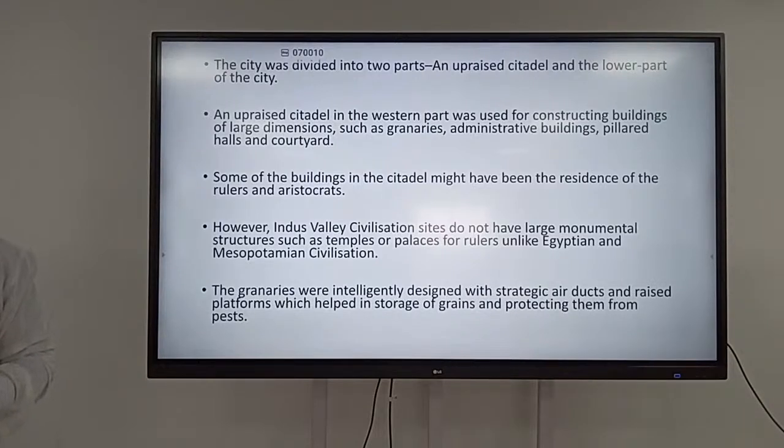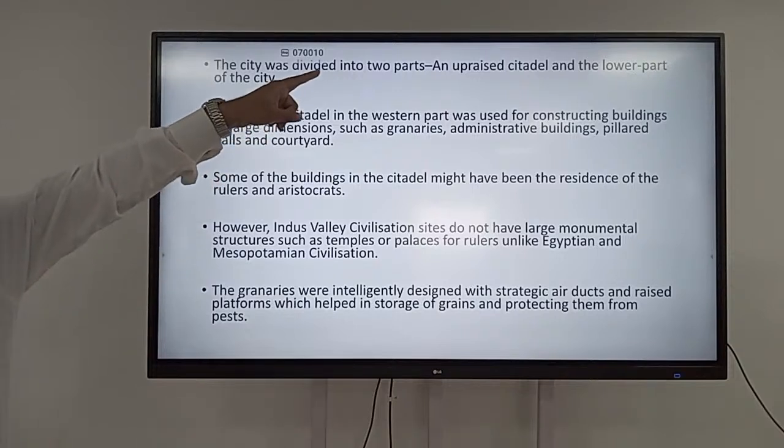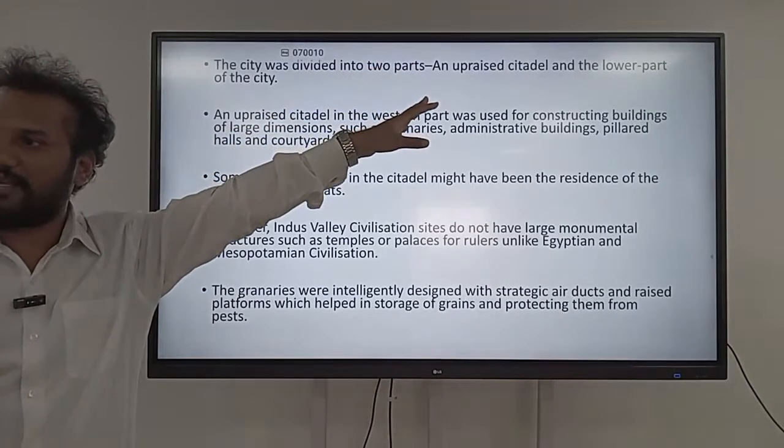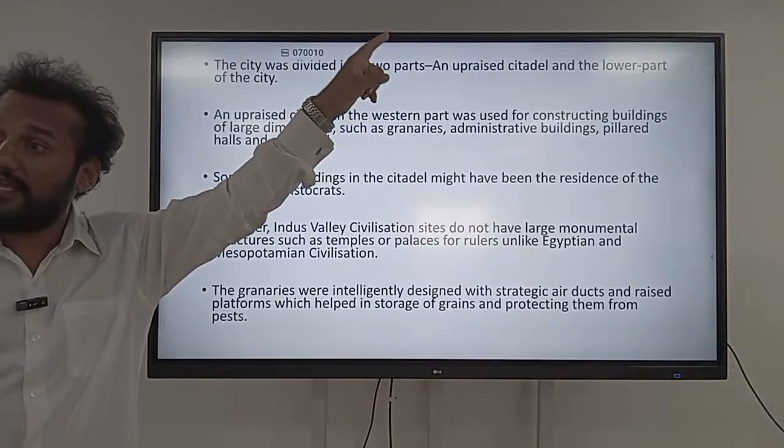Granaries, I hope you know, are places where grains can be stored. So most of the granaries are constructed in a rectangular shape. And those granaries have air ducts, like this we have, so air can be passed. Most of the granaries have air ducts.